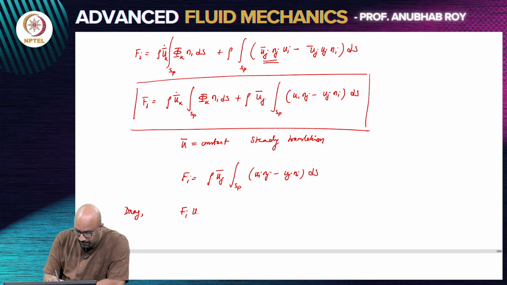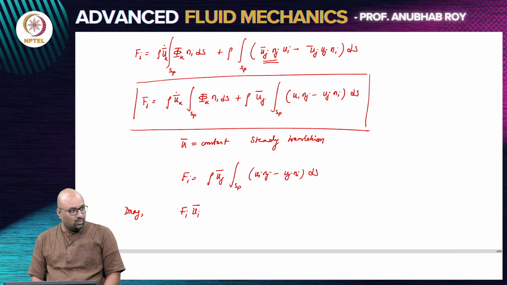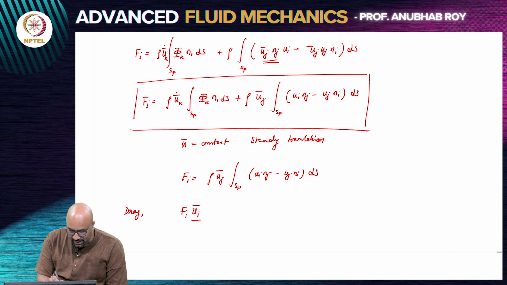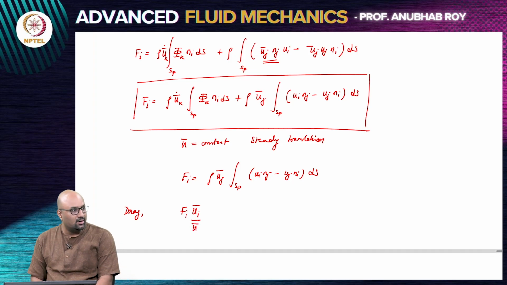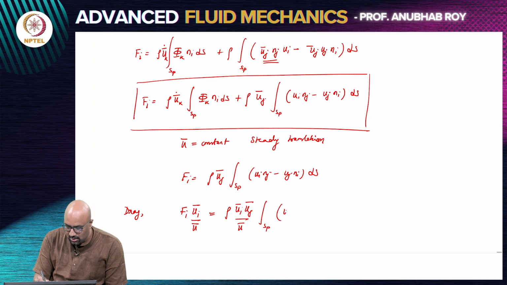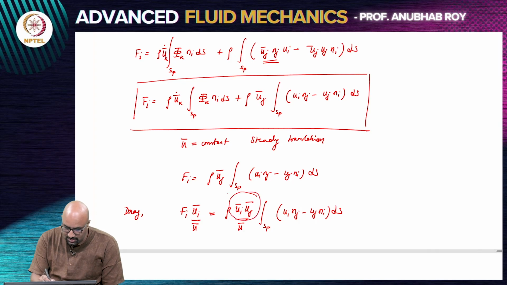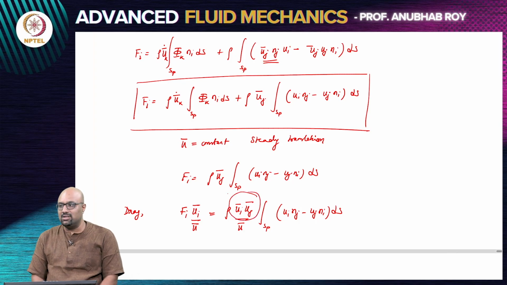So Fi, if I take the component of the force along the direction of motion, if you want you divide it by the magnitude, then you get a unit vector. So then you have rho u bar i u bar j by the magnitude, u_i n_j minus u_j n_i, ds. Now what is this in terms of its order as a tensor and nature as a tensor?